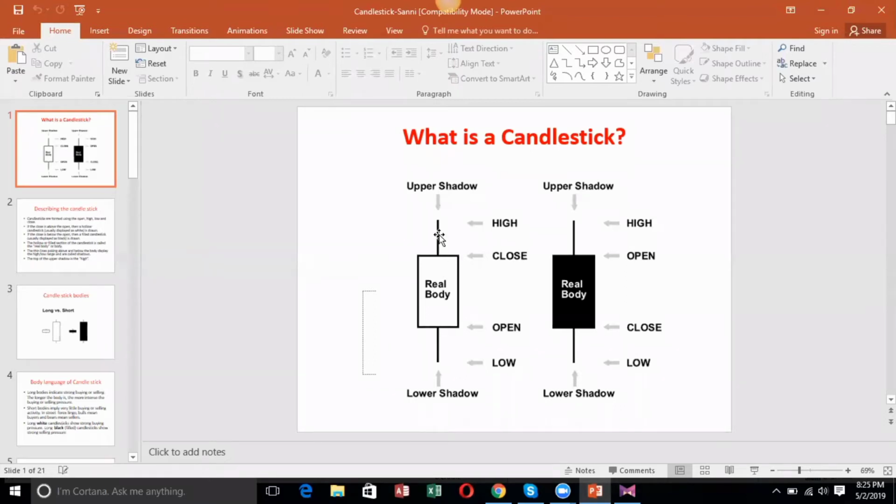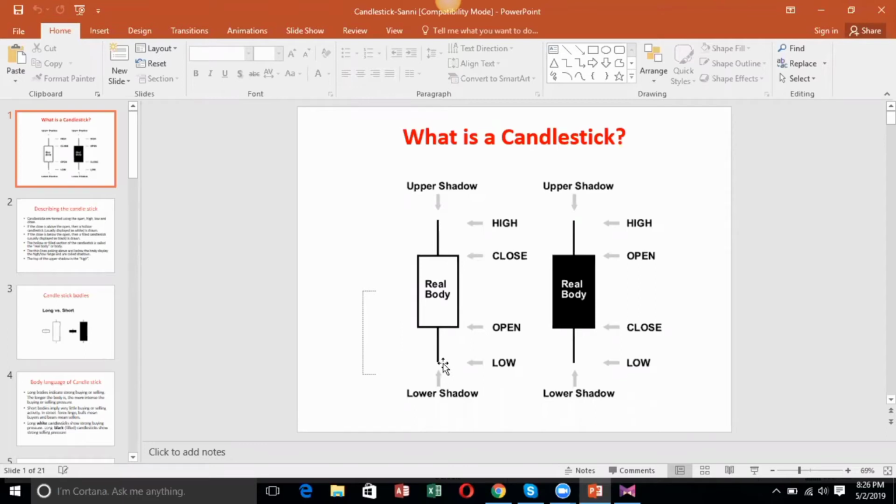So these two traces, which we call shadow, in some cases you can call it wick. Because this one is below, we call it what? Lower shadow, or lower wick. Because this one is up, you call it what? Upper shadow or upper wick. This becomes the real body of the candle. Then this is what we must focus on. This is the open, and this is the close.